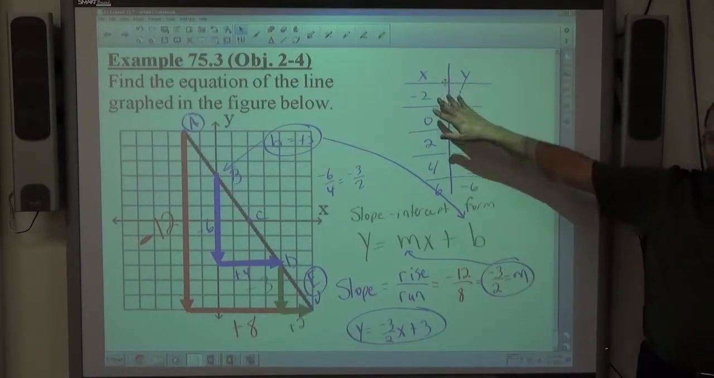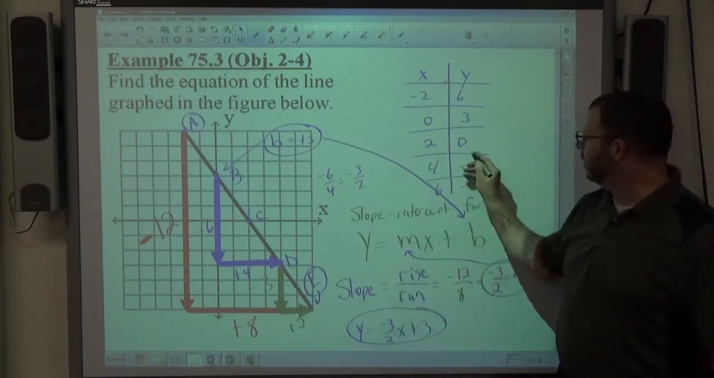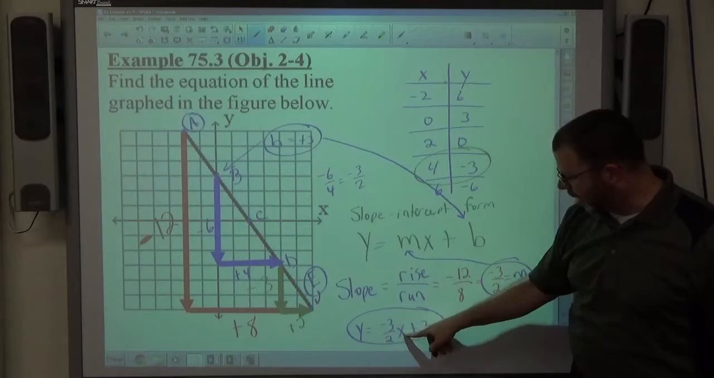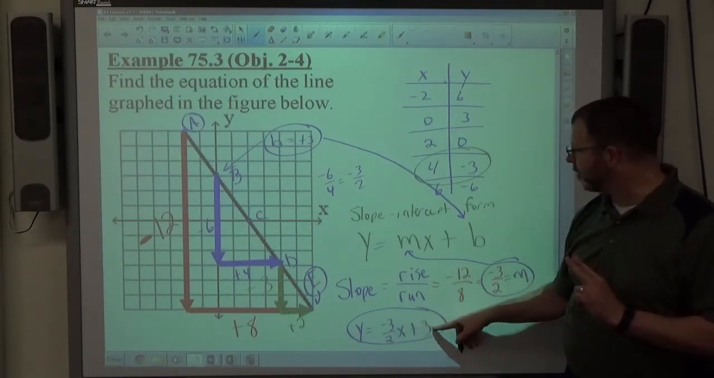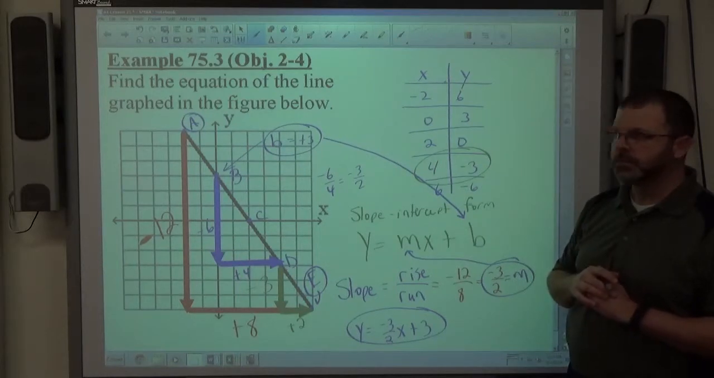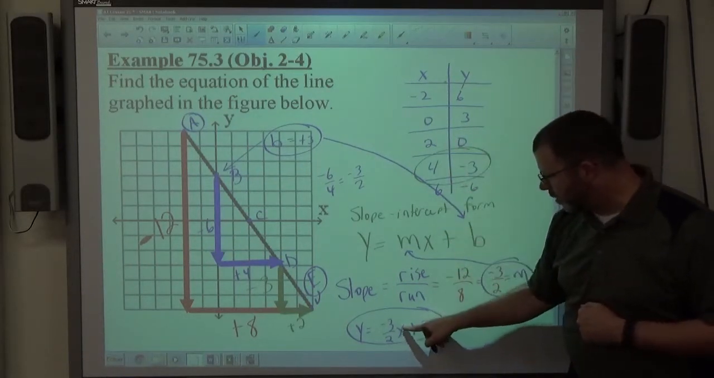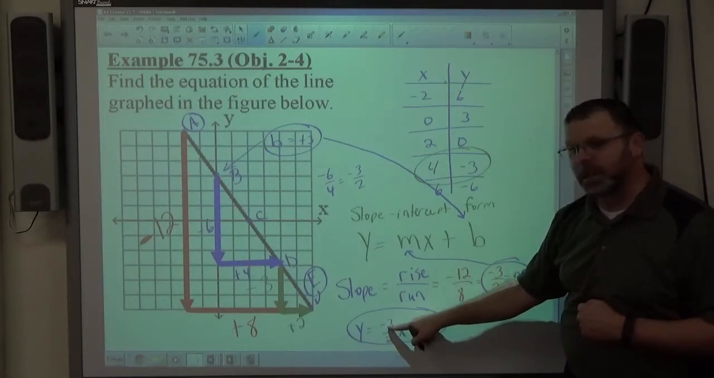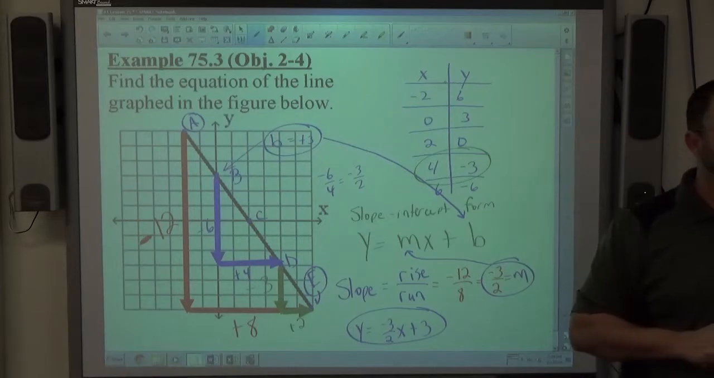If I put any one of these points into this equation, watch what happens. Let's go with (4, -3). X equals 4, right? 4 divided by 2 is 2, times negative 3 is negative 6, plus 3 is negative 3. If I try 0, 0 plus 3 is 3. If I try 2, 2 divided by 2 is 1, times negative 3 is negative 3, plus 3 is 0. Okay, every point on that chart is there.